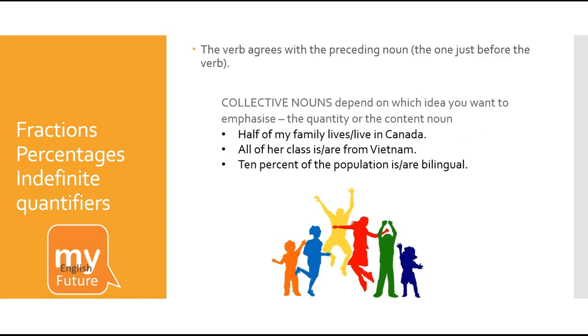The problem or the confusion for you might be when we use collective nouns, group nouns like family, police, which can be both singular and plural. Half of my family lives, or half of my family live in Canada. Don't worry, both of these are correct. All of her class is from Vietnam, all of her class are from Vietnam.